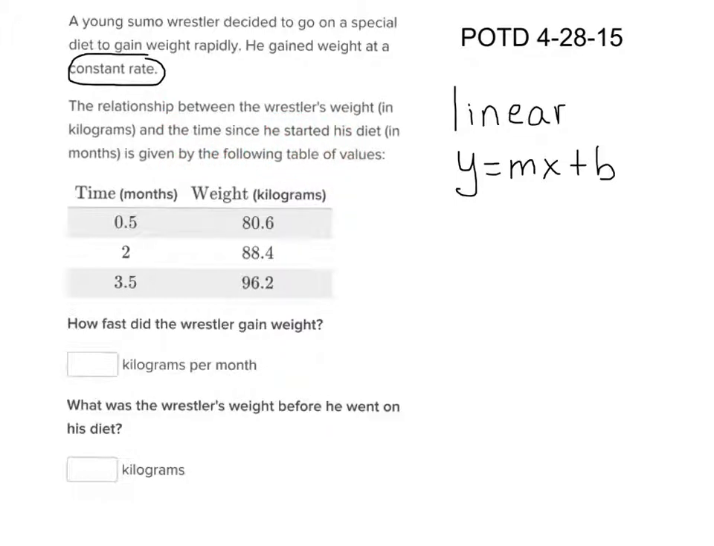It says the relationship between the wrestler's weight and the time since he started his diet is given by the following table of values. After a half of a month, his weight is 80.6 kilograms. After 2 months, his weight is 88.4 kilograms. So you can see his weight's going up, right? After 3.5 months, his weight is 96.2 kilograms.